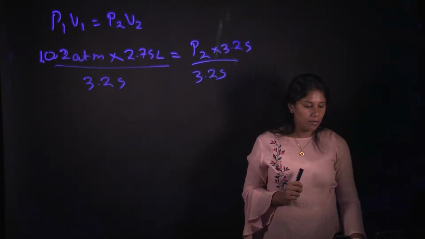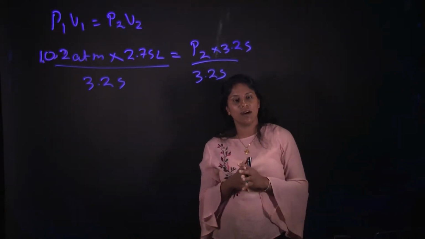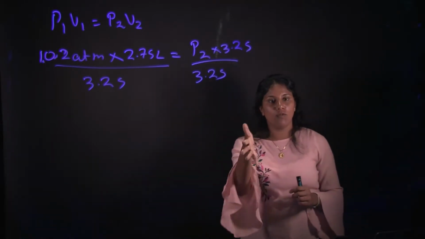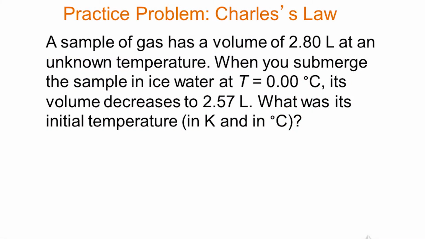Now let's go to the next question, which is Charles' law. Let's see what Charles' law talks about. Charles' law is a relationship between volume and temperature. So let's look at the problem. Our question is, a sample of gas has a volume of 2.8 liters at an unknown temperature. When you submerge the sample in ice water at 0 Celsius, its volume decreased to 2.57 liters. What was its initial temperature?